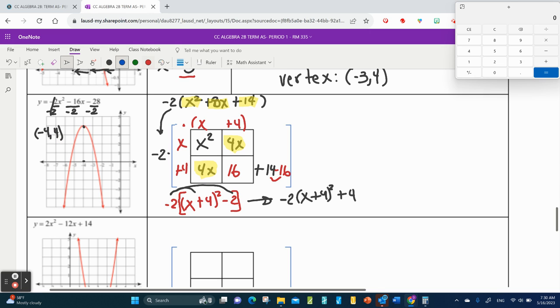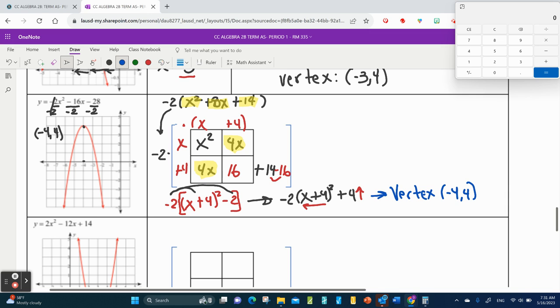So the way that I read this is that inside parentheses, I always go in the opposite direction. And outside parentheses, I follow instructions. So this verifies that in fact my vertex is going to be at negative 4, comma 4. And those are the two techniques.